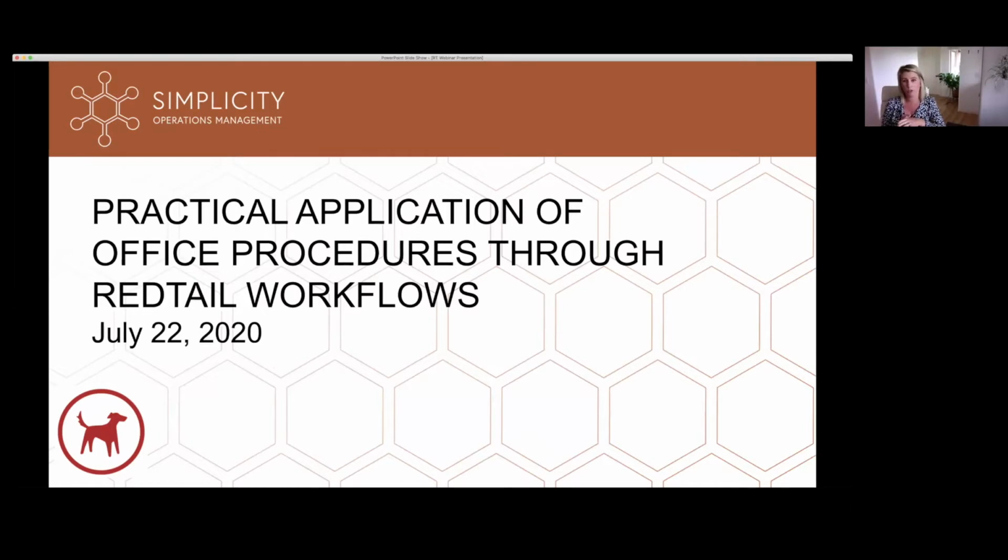I was first introduced to Redtail as the operations manager for an RIA here in Southern California. At the time, we were really only using Redtail for compliance-related requirements, logging notes, and email correspondences. We kept, obviously, all of our client contact data within Redtail, but we really weren't using it for much more than that.